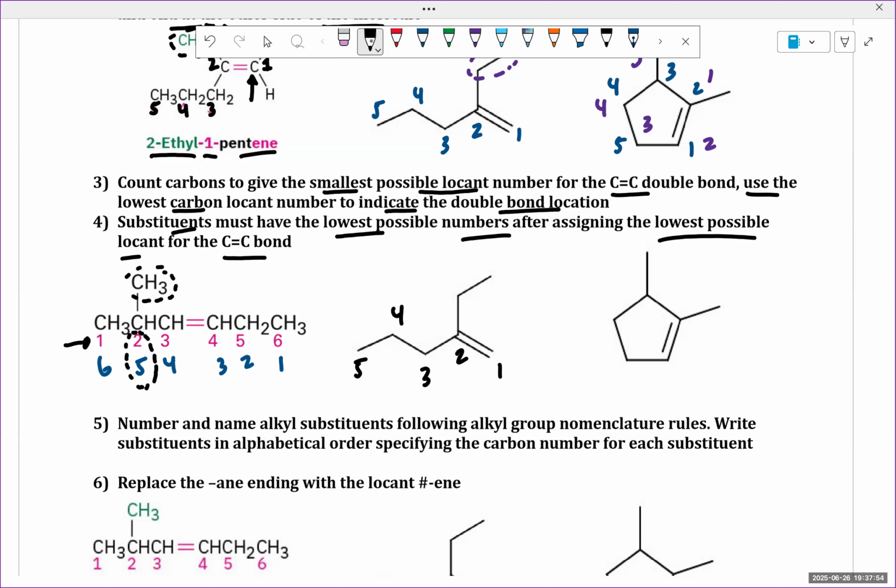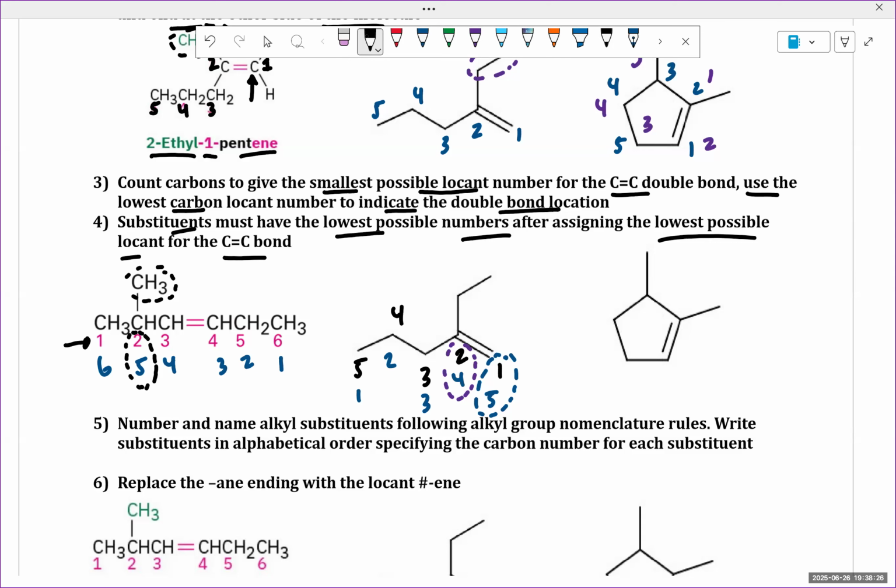By the same token, as we discussed in this middle example, we numbered it 1, 2, 3, 4, 5, counting from right to left, versus 1, 2, 3, 4, 5, counting from left to right, for 2 reasons. First, we want to give the lowest locant number to the double bond, and that is our immediate concern. But also, we want to give the lowest locant number to our substituent. So that's why we choose the numbering method in black rather than in blue.